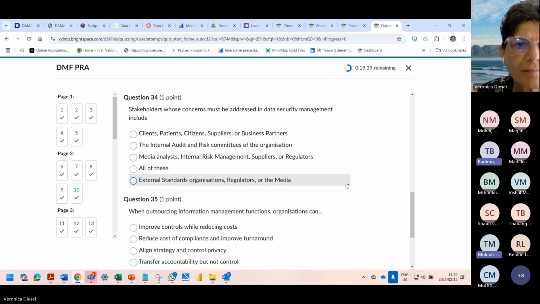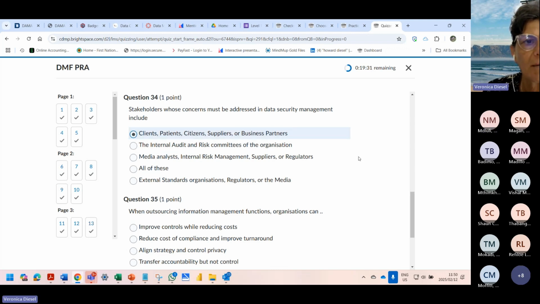Read them all carefully. Clients, first one, I'd say first. So which ones wouldn't be included? Regulators, media, because they're all stakeholders, aren't they? Well, we probably wouldn't have their data to secure, the media or external standards organizations, but these are the important ones. And internal audits and risk committees.